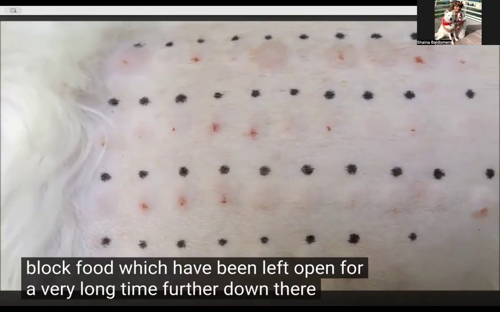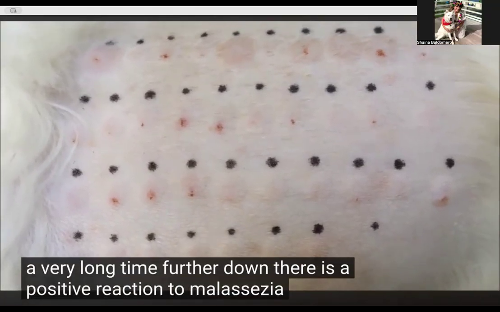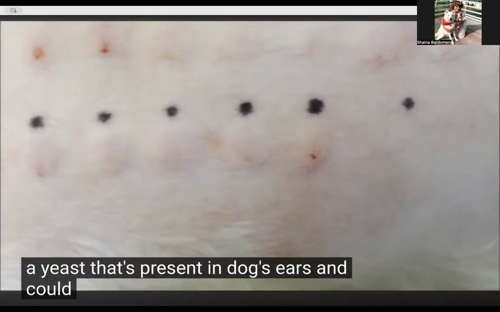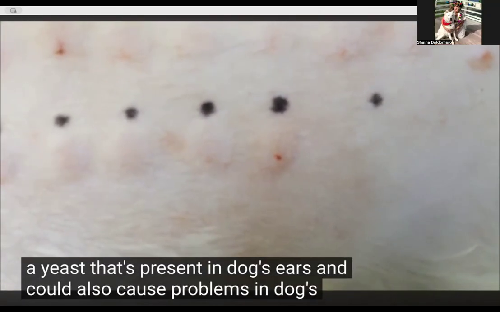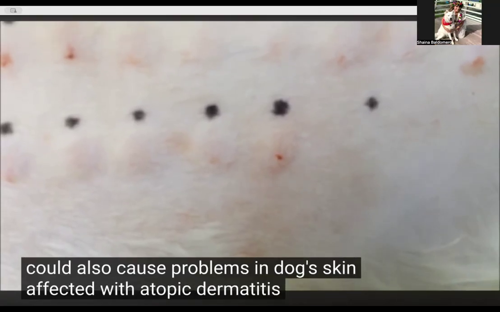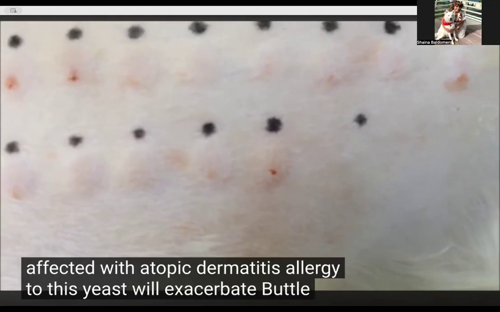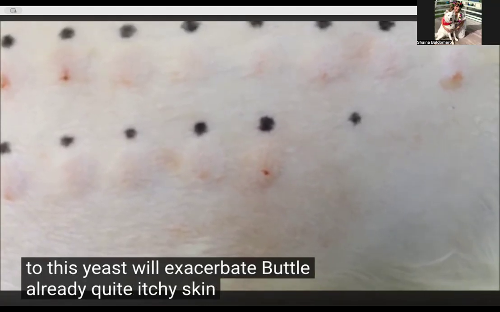Further down, there is a positive reaction to Malassezia. This is a yeast that's present in dogs' ears and can also cause problems in dog skin affected with atopic dermatitis. Allergy to this yeast will exacerbate an already quite itchy skin condition.